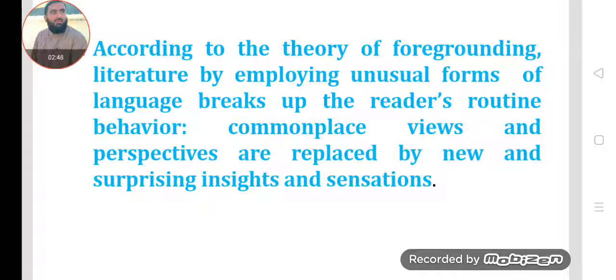Commonplace views and perspectives are replaced by new and surprising insights and sensations. Human beings, we also want newness, novelty, something new. We want something unusual. So that's why it is very important to apply foregrounding techniques to language and literature in order to appreciate and analyze.